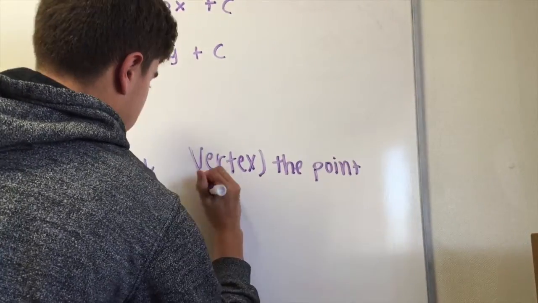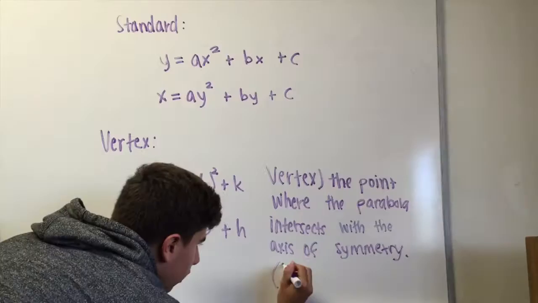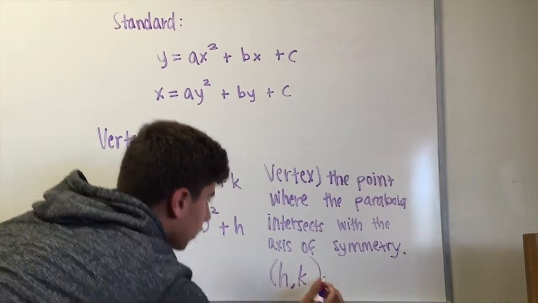The vertex of a parabola is the point where the parabola intersects with the axis of symmetry. In vertex form, (h, k) is the vertex of the parabola.